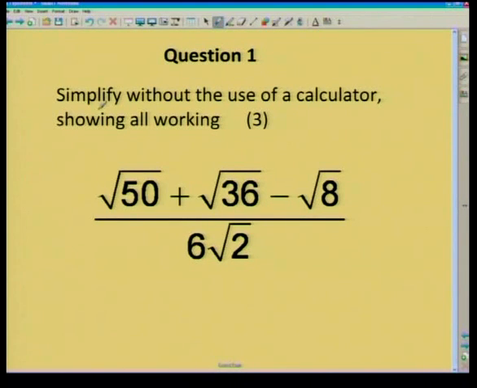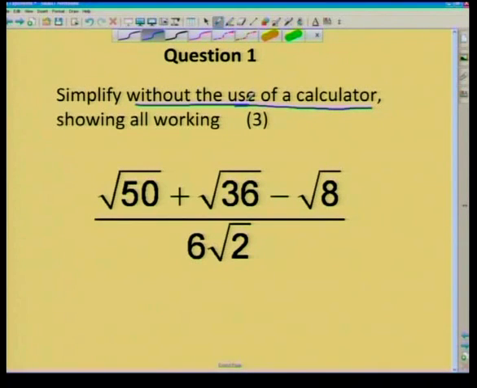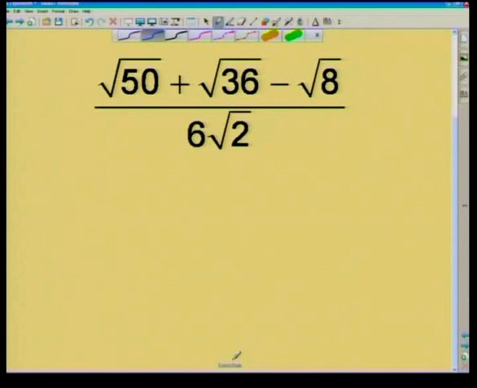It says here in the question, simplify without the use of a calculator. So without the use of a calculator, that is important. Show all working, so they're stressing. So yes, we can cheat with a calculator, but we need to show all our working. Now I'm going to do it without the calculator because it is quite possible. And then I'm going to show you that if we did use the calculator, we would end up with the same end product. Right, if we look at this here, it says root 50 plus root 36 minus root 8, all over 6 root 2.